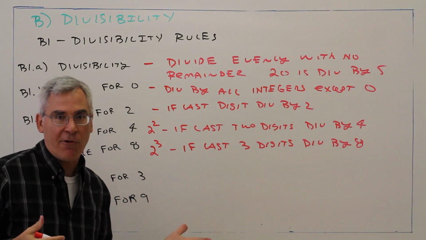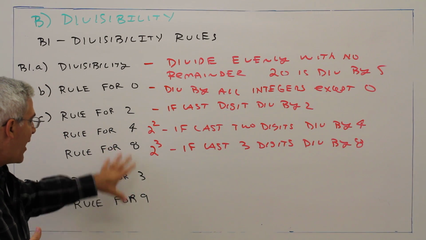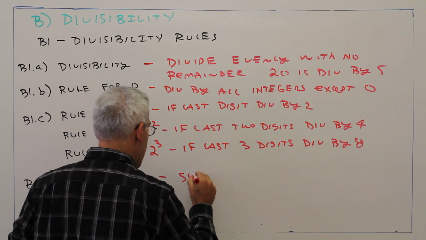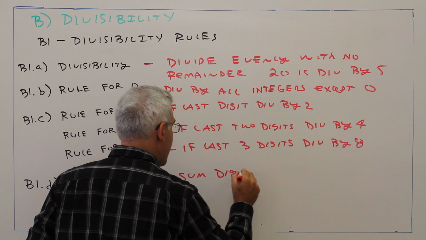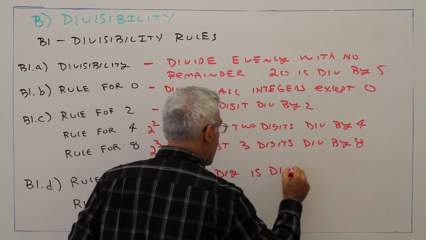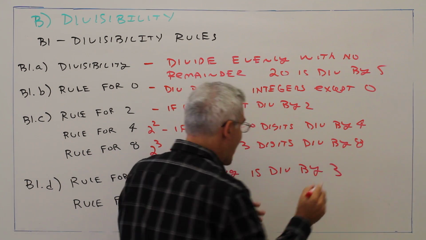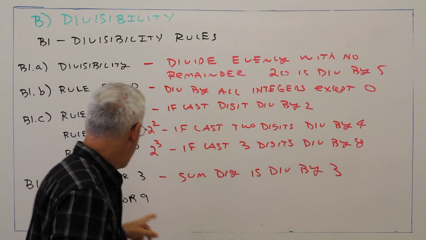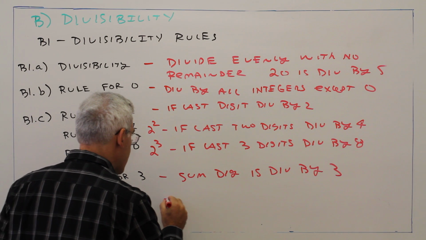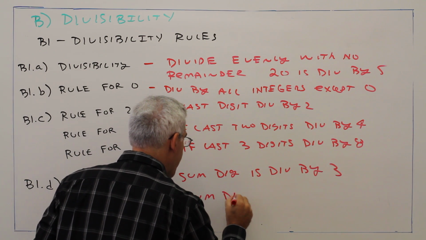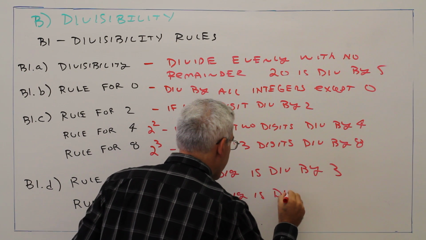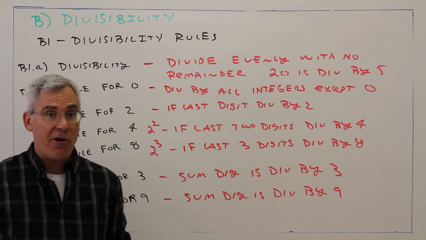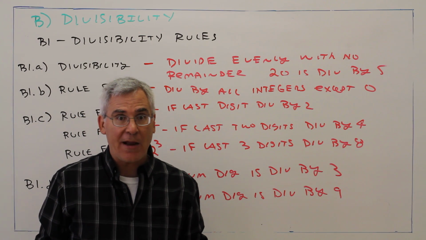And we'll have problems later on to show these. I grouped 3 and 9 together. They're a similar pattern. For 3, if the sum of the digits is divisible by 3, then the entire number is divisible by 3. And for 9, if the sum of the digits is divisible by 9, then the entire number is divisible by 9.